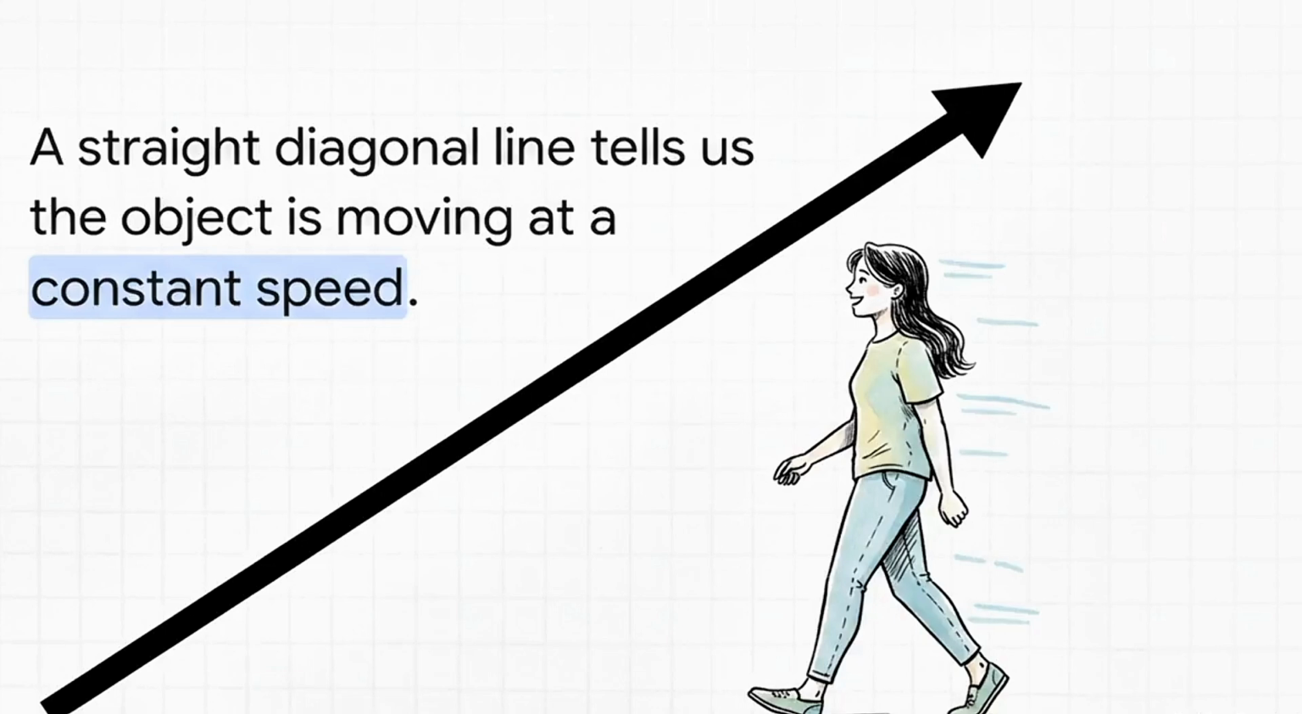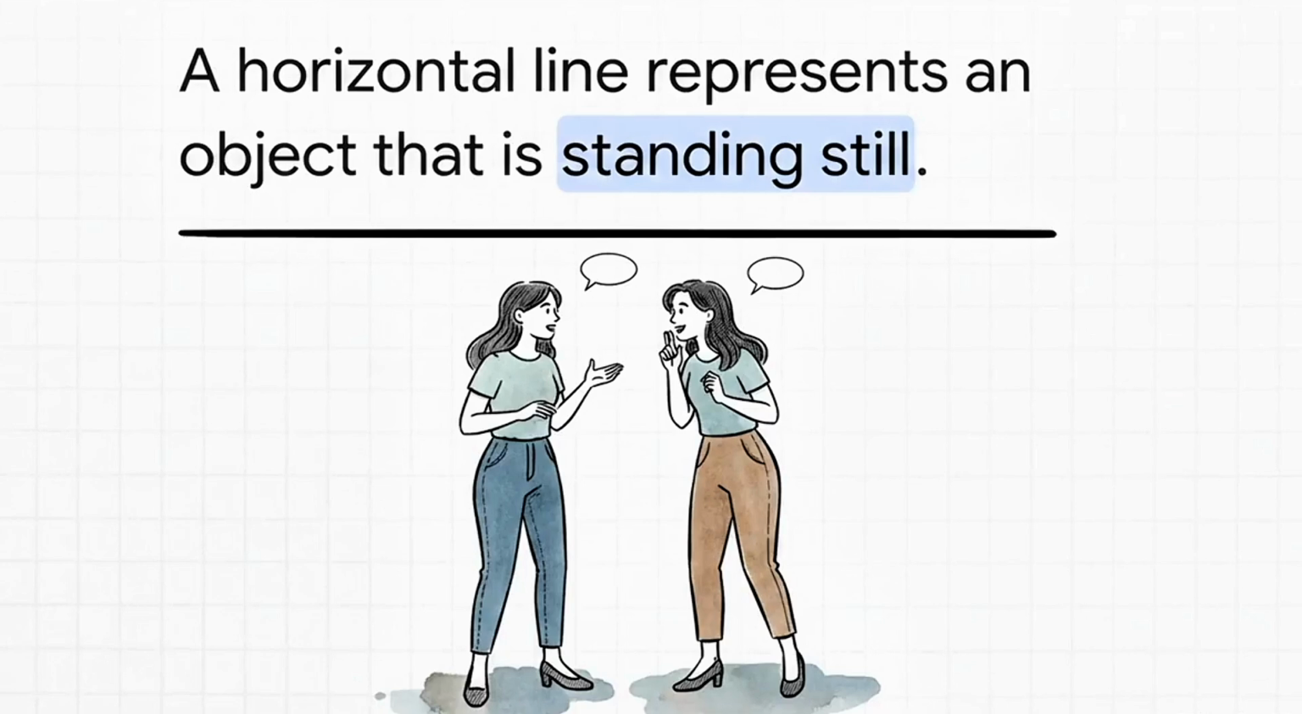She isn't speeding up and she isn't slowing down. She's just walking steadily along. But then, we hit the really interesting part of the story. From minute 6 to minute 8, look at what the line does. It goes completely, totally flat. Time is ticking forward on the bottom, but the distance isn't rising at all.